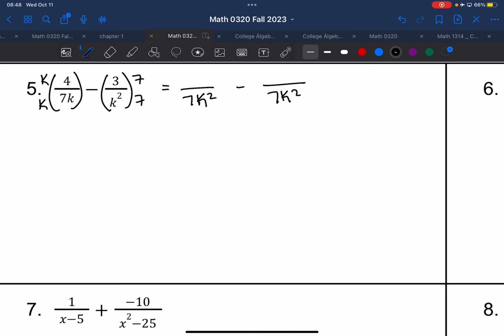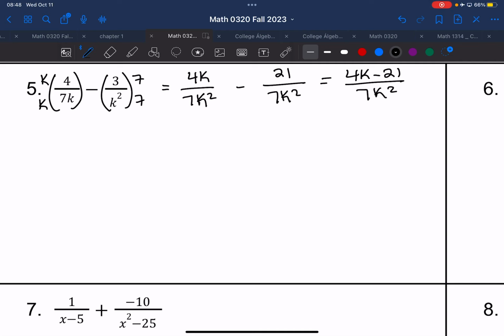On the first fraction, we have 4 times k, which is 4k. And then we have 3 times 7, which is 21. Okay, so I just rewrote my expressions with a common denominator. Now that they have a common denominator, what am I going to do to the numerators? What's the sign right here? I'm going to subtract them. So I have 4k minus 21 over 7k squared.